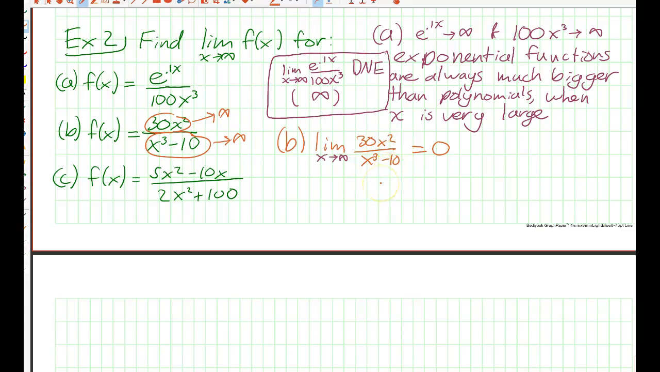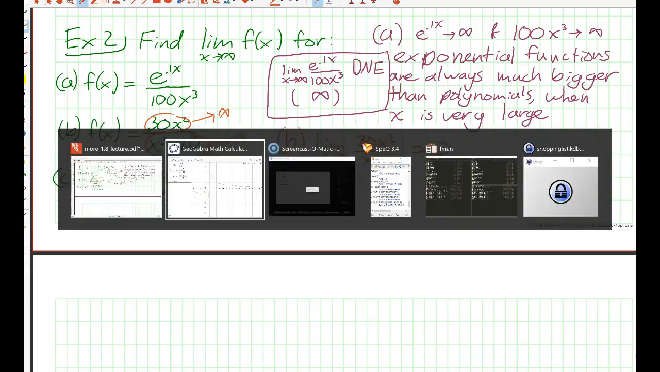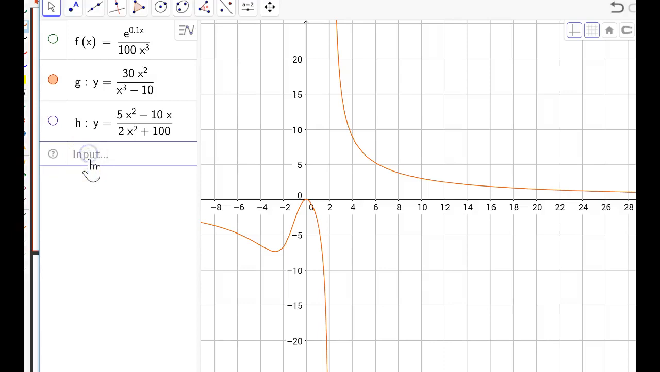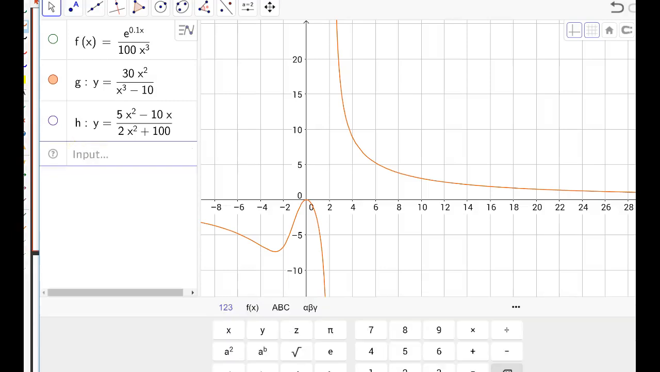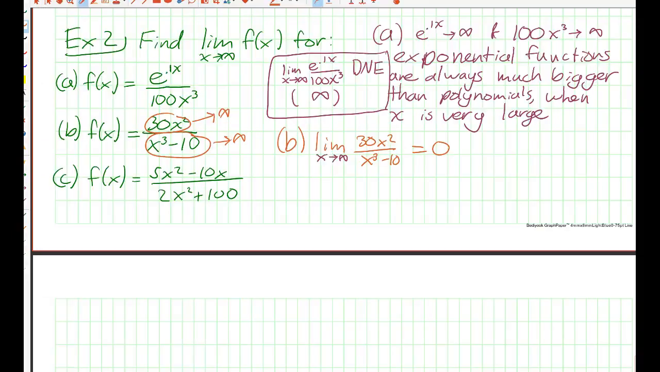The 10 is insignificant. So if we actually look at a graph of this in GeoGebra, which doesn't have the 10 in it, not letting me type. Anyways, if we did something without the 10, it would end up looking about the same. The graph would be about the same if x is really large. The 10 is insignificant compared to the x cubed and the x squared. But I'm having computer troubles. Anyways, let's look at C.